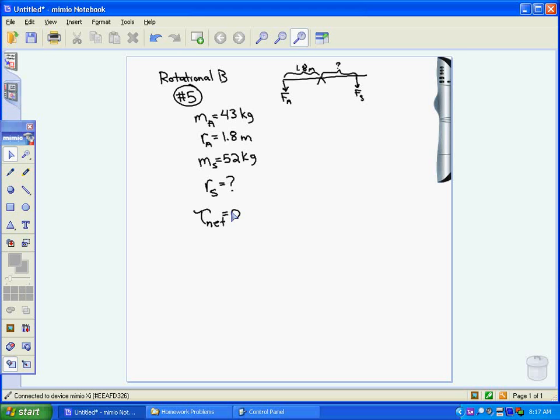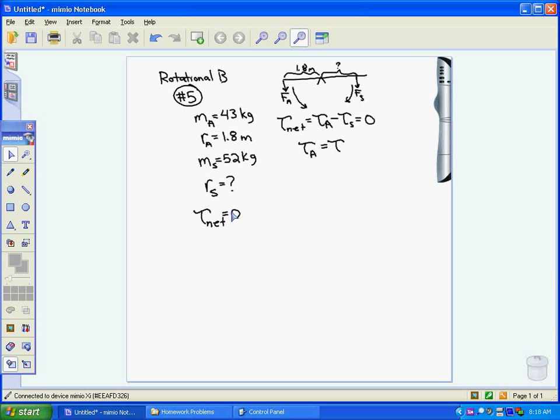So we have that the net torque is going to be equal to the torque of Ashok minus, because Ashok is in a counterclockwise direction, the torque of Steve, which is in a clockwise direction, should be equal to 0 if they were to be balanced. So when I solve for this, adding the torque of Steve to both sides, the torque of Ashok should be equal to the torque of Steve.